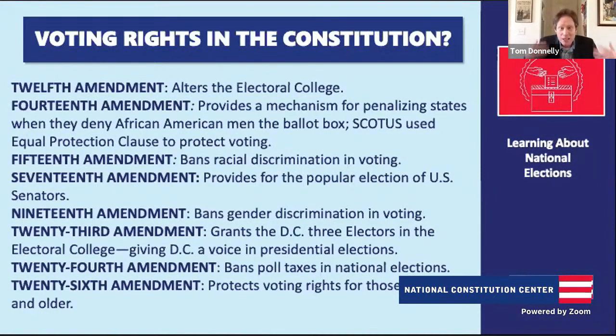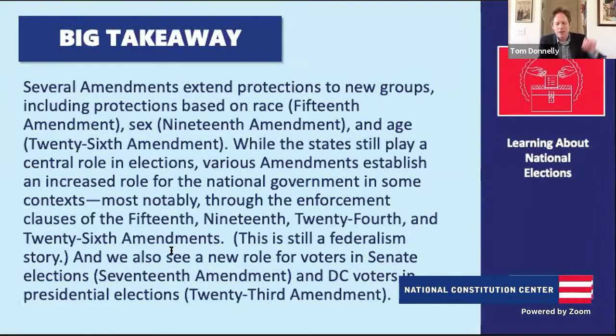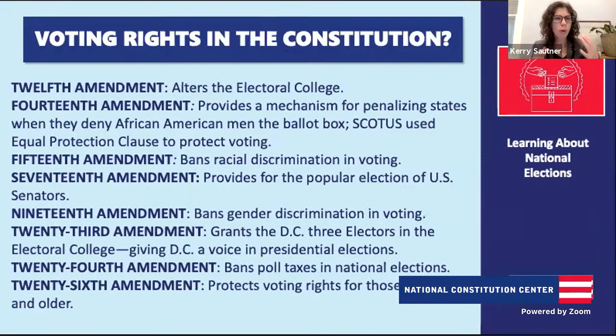And it's through these powers that Congress passes big laws, like the Voting Rights Act of 1965, which attacked racial discrimination in voting. And the last point is that we see a new role for voters in certain elections, with the 17th Amendment bringing voters into Senate contests, and the 23rd Amendment bringing Washington, D.C. voters into presidential elections. And Tom, thank you for pointing that out.